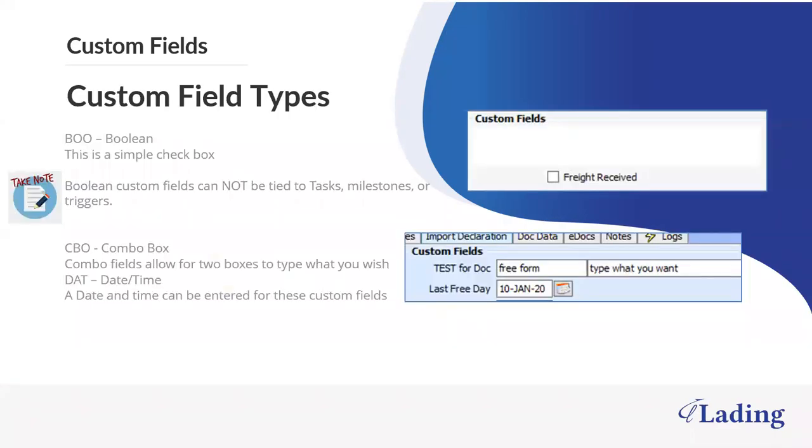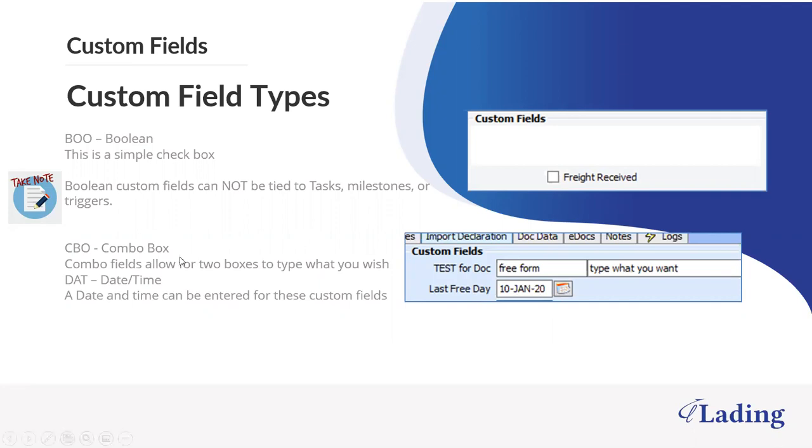There's different types of custom fields. There's BOO, which is Boolean. It's basically a checkbox. Now, if you use the checkbox fields, you can't tie it back to task milestones or triggers on your workflow templates. So if you're going to use custom fields for workflow templates, and it's a yes/no question, I would suggest putting a date and time field in there. Why? Because if it's blank, don't use it. If it's got a date, use it. Yes, no.